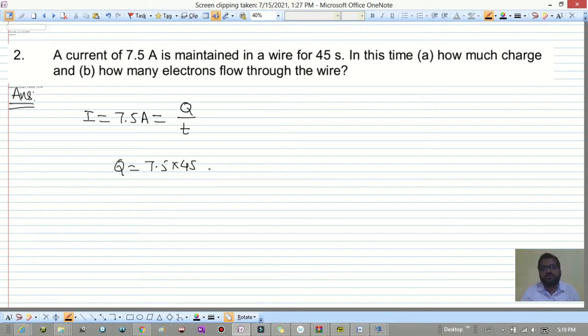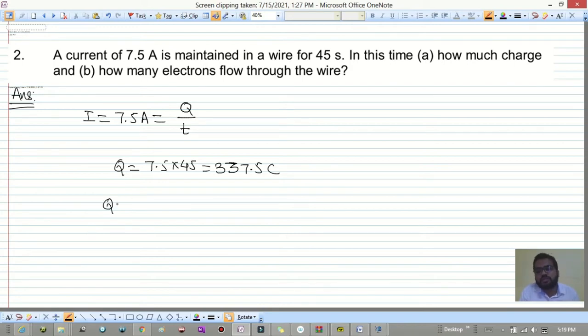If you just multiply 7.5 and 45, you will get 337.5 coulomb. This is the total charge. How many electrons flow through the wire? So the number of electrons we want.